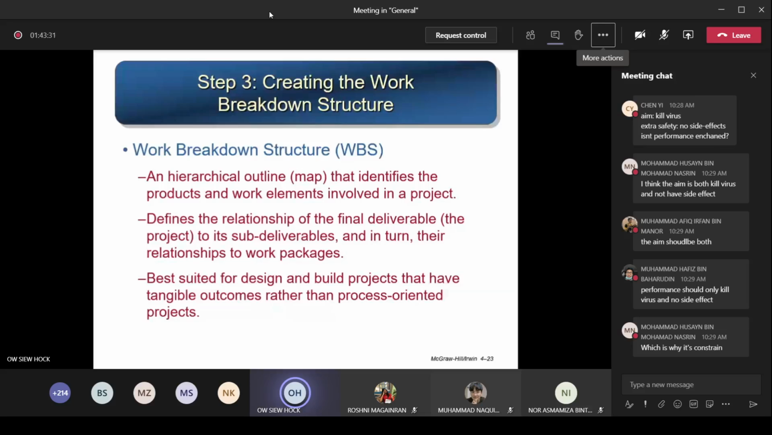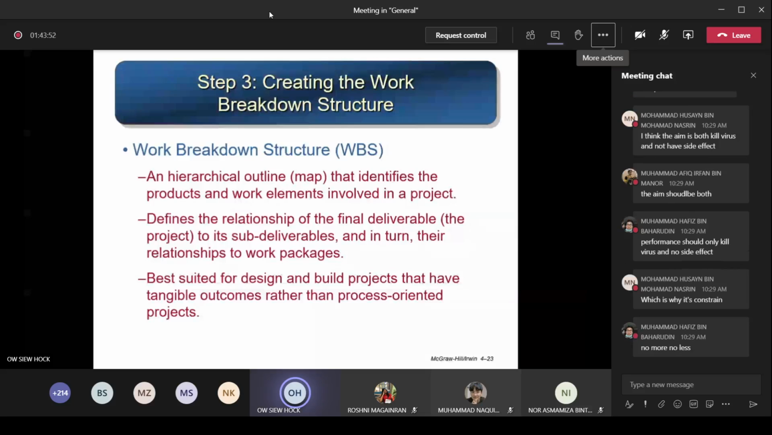This is best suited for design and build projects that have tangible outcomes rather than process-oriented projects. That means the deliverable of each phase is something that you can touch, you can feel, you can see. Let's say a document, something like that. Rather than a process, where the outcome of one process becomes the input of another process. That one, later, is called process-oriented. Okay, then instead of WBS, it becomes a PBS, process breakdown structure. Okay, so now you learn WBS first.